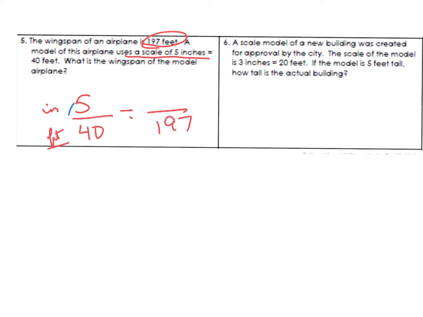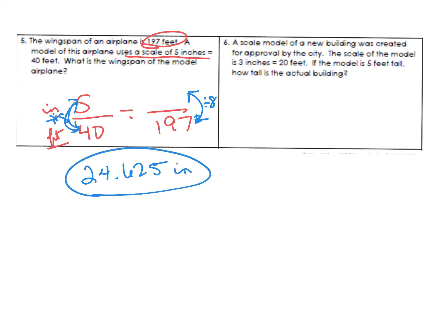And again, I'm going simple. 5 times 8 equals 40. I don't have anything that I can multiply, so let's go the other way. 40 divided by 8. So I'm going to go the other way here too. 197 divided by 8. We get 24.625 inches.